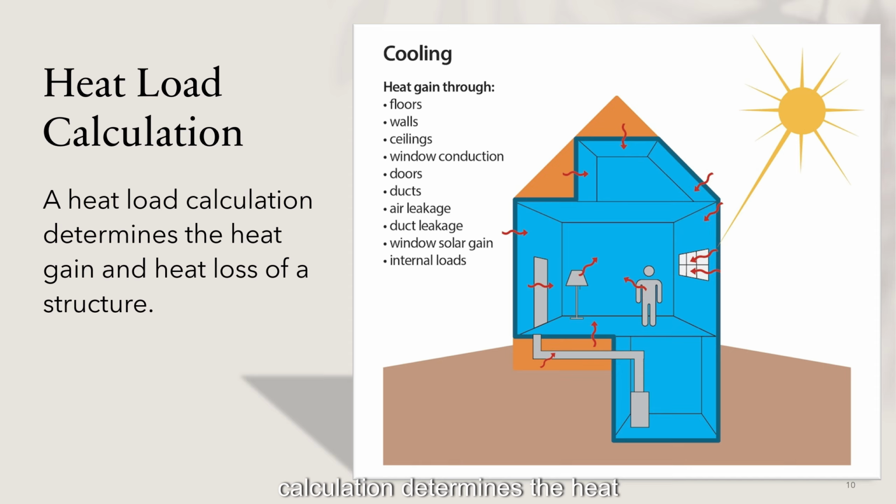Heat load calculation determines the heat gain and heat loss of a structure. So we have our sun. Our sun is beating down on our homes, and that heat wants to come in. We are doing our due diligence by conditioning that space. Heat and cold, they keep playing with each other. The heat wants to go where it's cold. And so now all of that heat wants to come in during the summertime. And it comes in through floors, walls, ceilings, windows, doors, ducts, anything you can think of, that heat is trying to come in. And we're trying to do our best to ensure that it stays out.